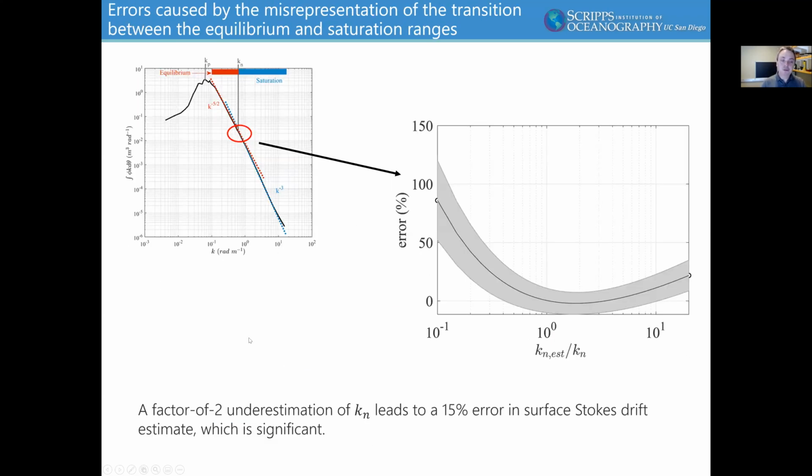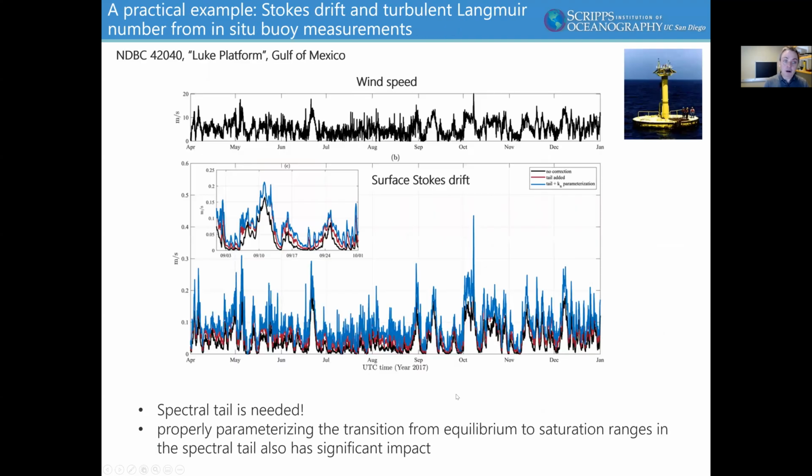There is also some issue, and I'll go quickly on this, with the parameterization of the transition between saturation and equilibrium range. You have to make sure that this is properly parameterized, or you can lead to some significant errors. All right, so why do we worry about this? Again, how are all those errors going to translate into Langmuir number and mixing?